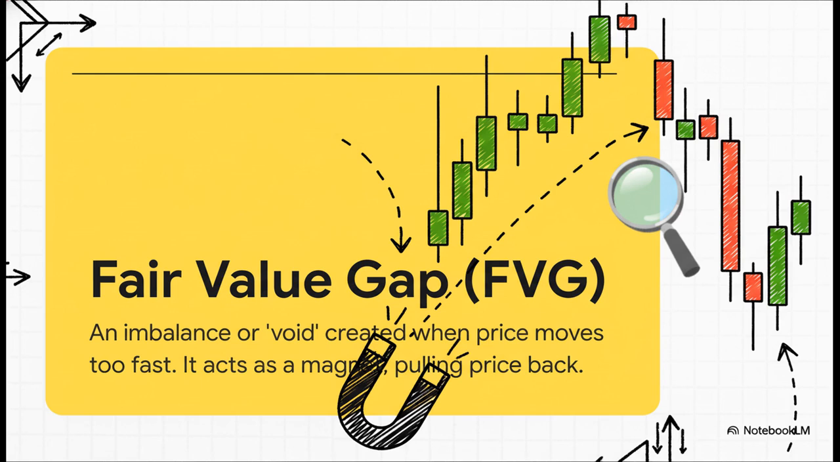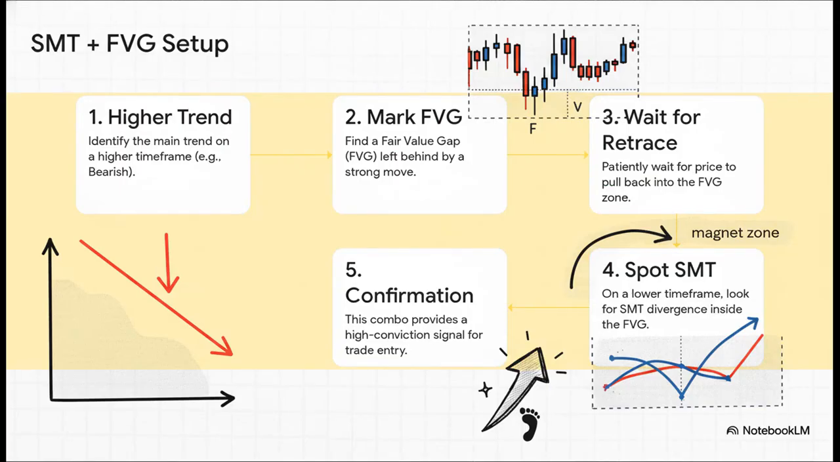Ever see price move so fast in one direction that it leaves a literal gap or a void between the candles? That's an FVG. You can think of it as the market leaving behind an IOU, saying, whoops, I moved a little too quickly there. I probably need to come back and revisit that spot later. And these gaps really do act like magnets for price. And this is where the magic happens.